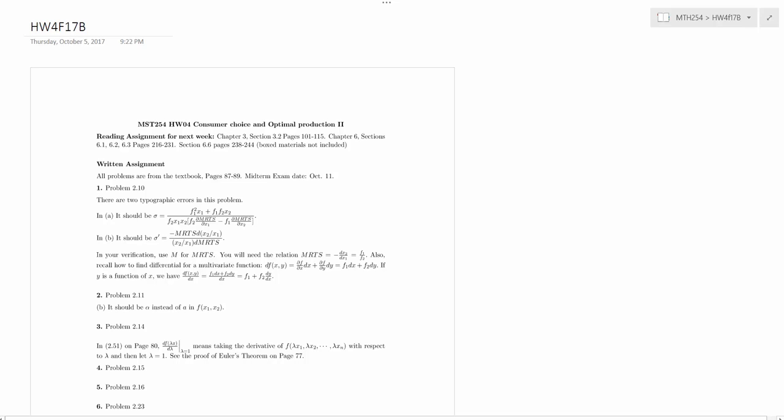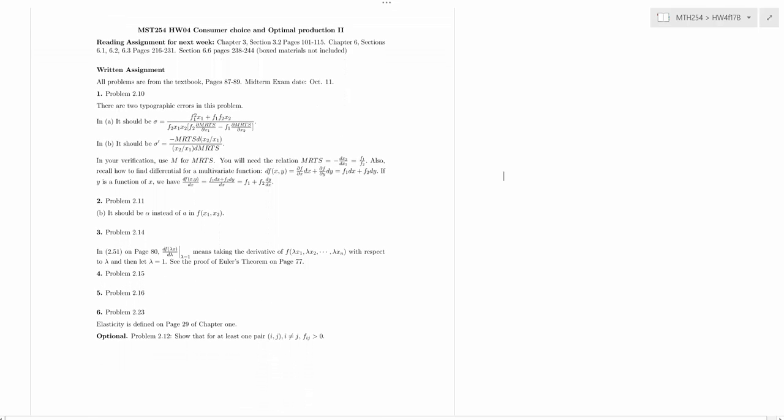Now let's look at the second problem. Over here is problem 2.11. In this problem, we have two specific production functions, and we want to find this elasticity of this ratio over here, this so-called MRTS elasticity with respect to x1 over x2. So let's first look at problem A over here.